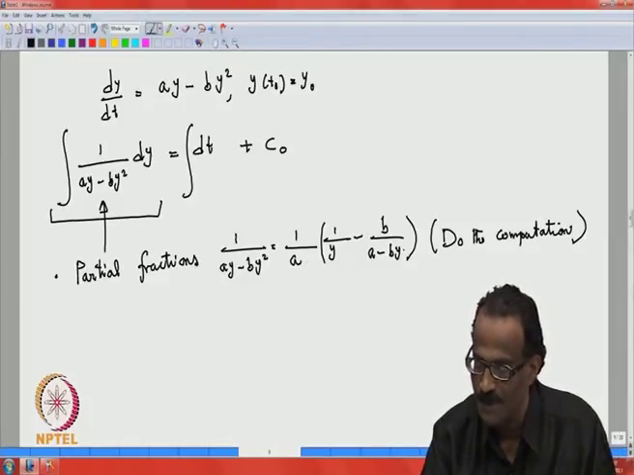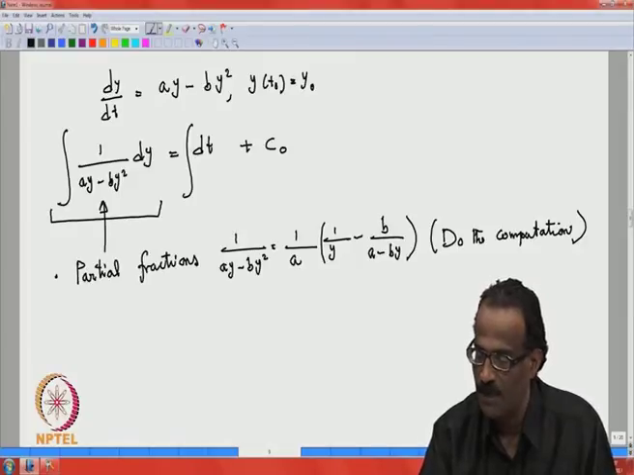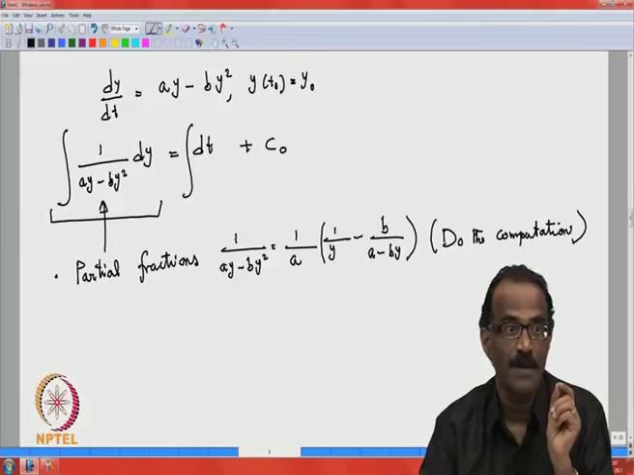Once you do this one, these are in the 1 by y, 1 by a minus b y form. Now you write everything.